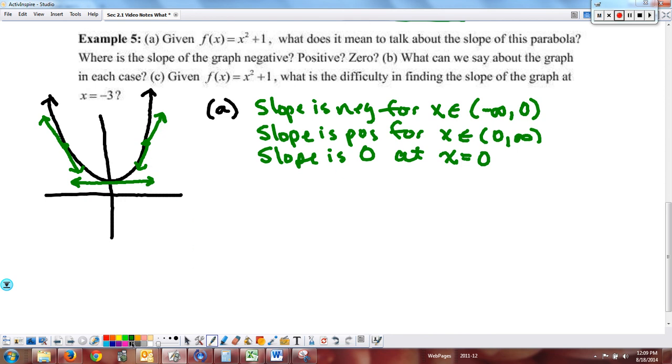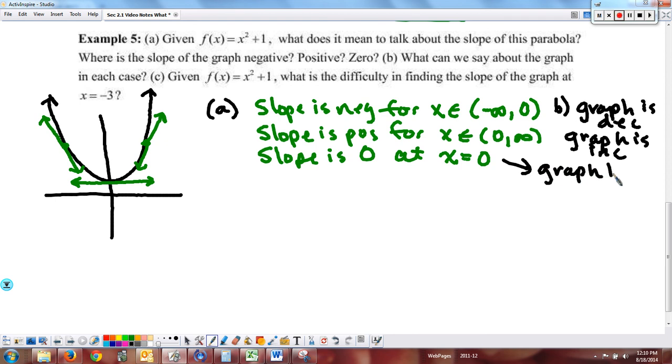So if we want to know what we can say about the graph in each case, I'll put this over here right next to it. When the slopes are negative, the graph is decreasing. When the slope is positive, the graph is increasing. And when the slope is 0, notice that the graph has an extrema, a place where you have, in this case, a local and global min, because it's where the graph has switched from increasing to decreasing.